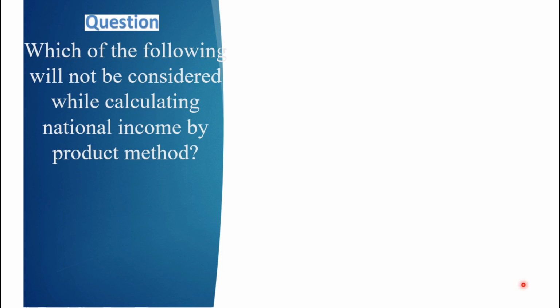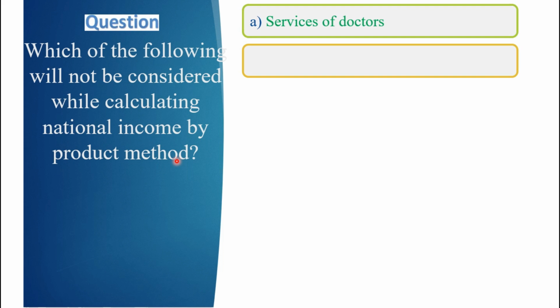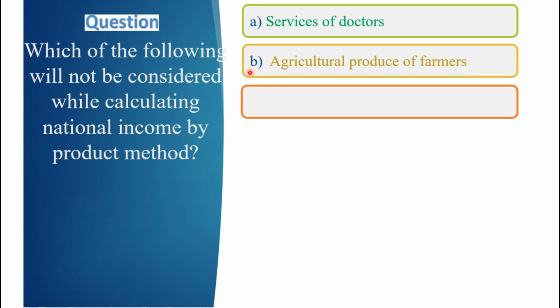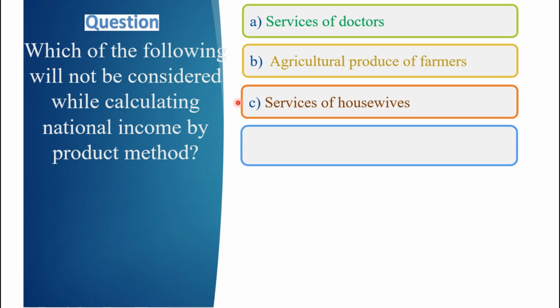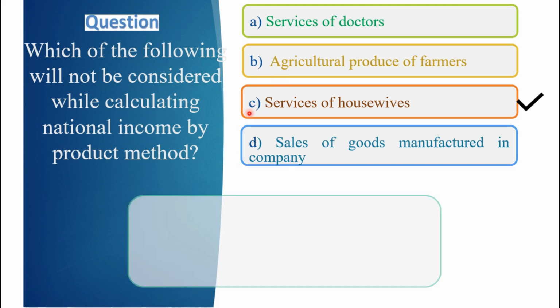अगला सवाल है which of the following will not be considered while calculating national income by product method? Option number 1 is service of doctors. Option number 2 is agricultural produce of farmers. Option number 3 is services of housewives. And option number 4 is the sale of goods manufactured in the company. And the correct answer for this question is option number C, services of housewives.